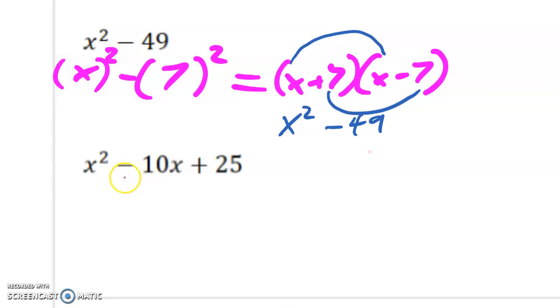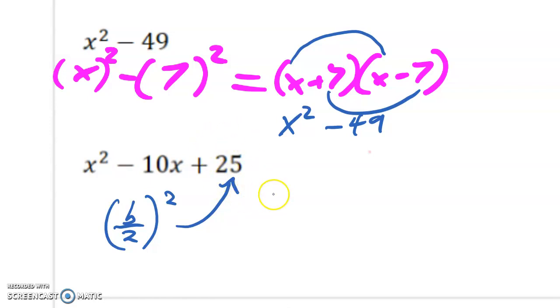Now, looking at this next one, I'm also seeing a special case. What I'm seeing is that if I took this middle term, negative 10, and divided it in 2 and squared that, call that b divided by 2 squared, that would give me this last term, the constant 25. That tells me that this is just going to become x plus or minus something squared. And this is, in this case, half of b, x minus 5 squared.